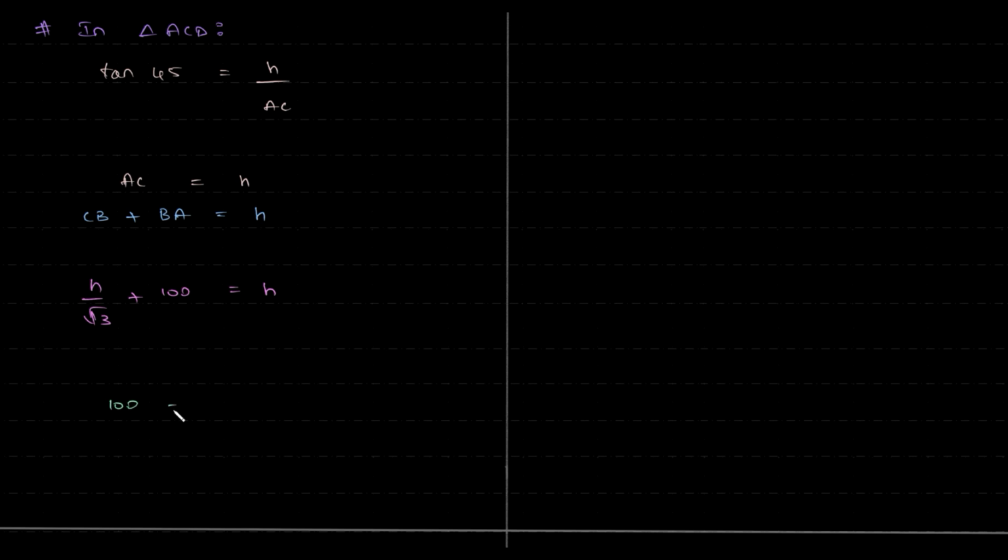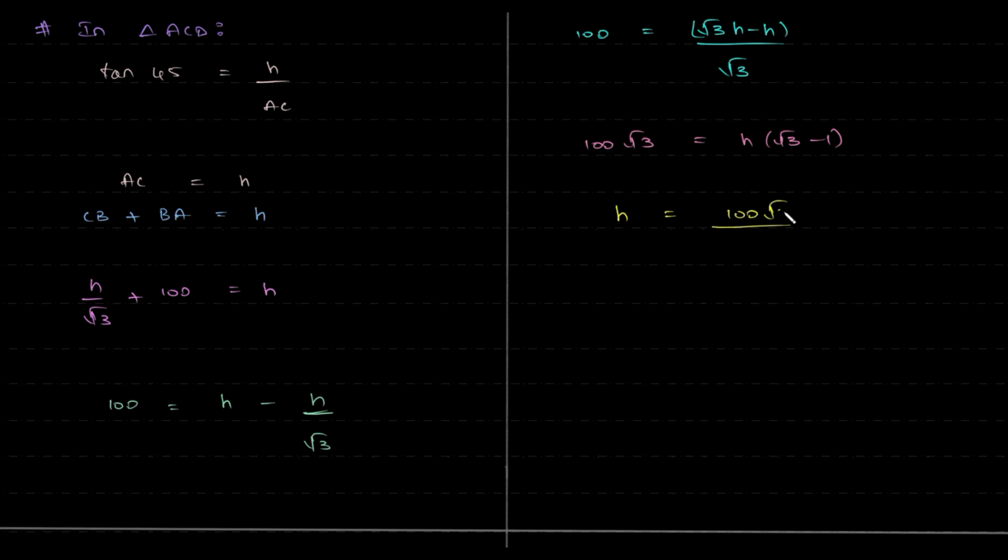So 100 is equal to h minus h by root 3. Here the LCM is root 3. So I'll multiply and divide with root 3, and we get 100 is equal to root 3 h minus h divided by root 3, and we have a bit of simplification. 100 root 3 is equal to h times root 3 minus 1. Again, you can skip quite a few steps. I'm just showing it for the sake of showing, that's it.